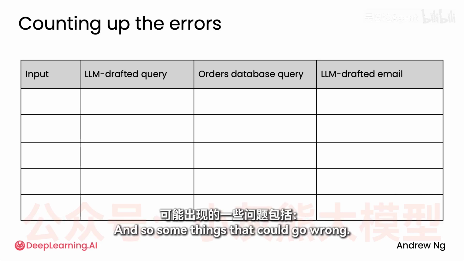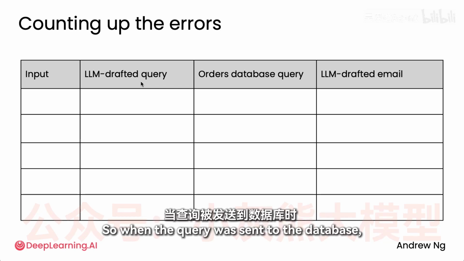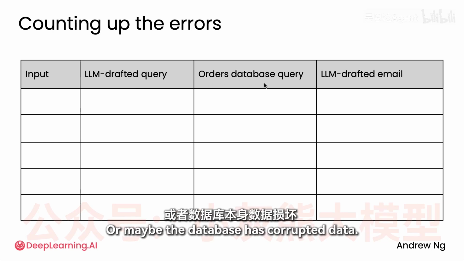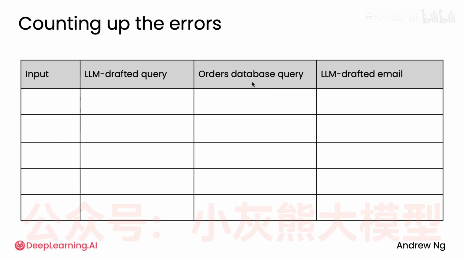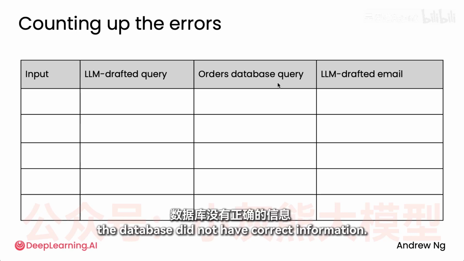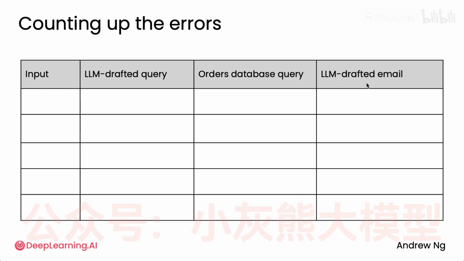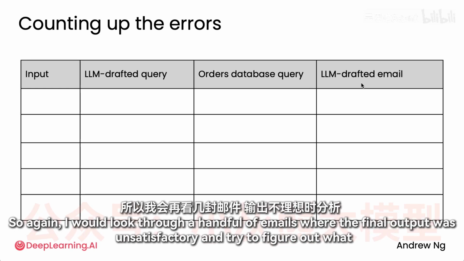And so some things that could go wrong. Maybe the LLM had written an incorrect database query. So when the query was sent to the database, it just did not successfully pull up the customer info. Or maybe the database has corrupted data. So even though the LLM wrote a completely appropriate database query, maybe in SQL or some other query language, the database did not have the correct information. Or maybe given the correct information about the customer order, the LLM wrote an email that was somehow not quite right. So again, I would look through a handful of emails where the final output was unsatisfactory and try to figure out what had gone wrong.